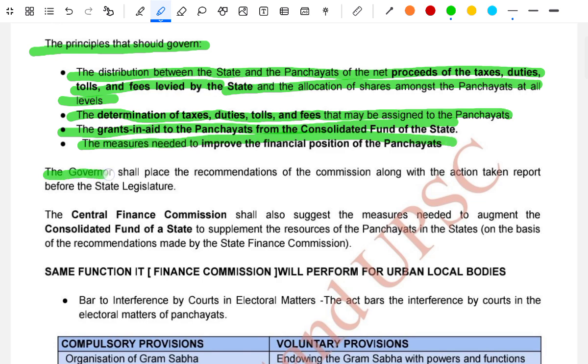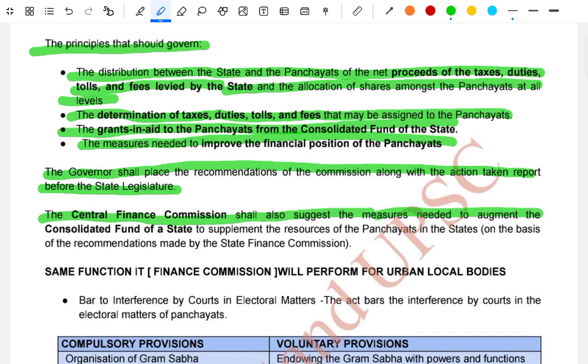The Governor shall place the recommendations of the commission, along with the action taken report, before the state legislature. The Central Finance Commission shall also suggest measures needed to augment the consolidated fund of the state, supplemented by the resources of the panchayats, on the basis of the recommendations made by the State Finance Commission. The same function of the Finance Commission will be performed for the urban local bodies.